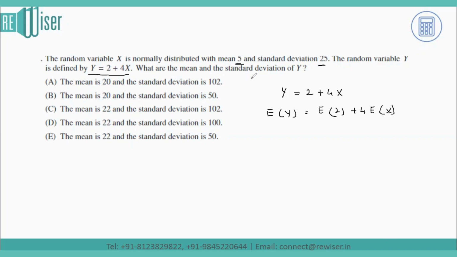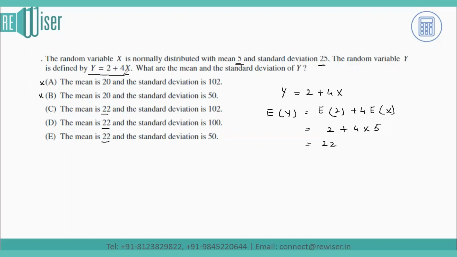is given as 5. So we have to write the expected value for a constant 2 is 2 itself, plus 4 into the mean value for x, which is 5. So the expected value, or the mean, for this particular y is 22. If we look into the options, we have options C, D, and E, where the mean is the same as 22. So the correct option should be from C, D, and E. A and B are incorrect in that case.